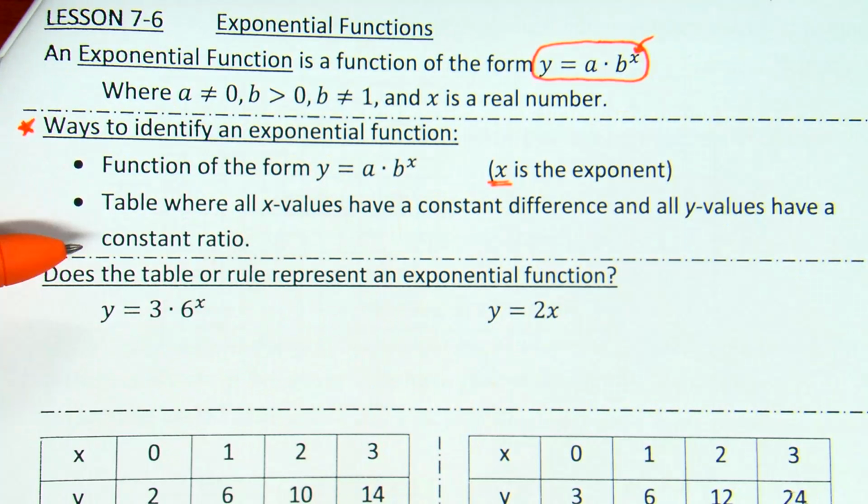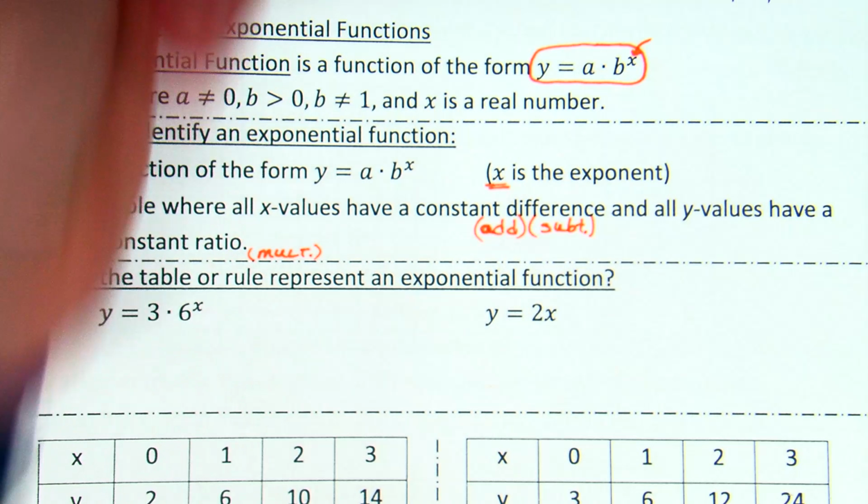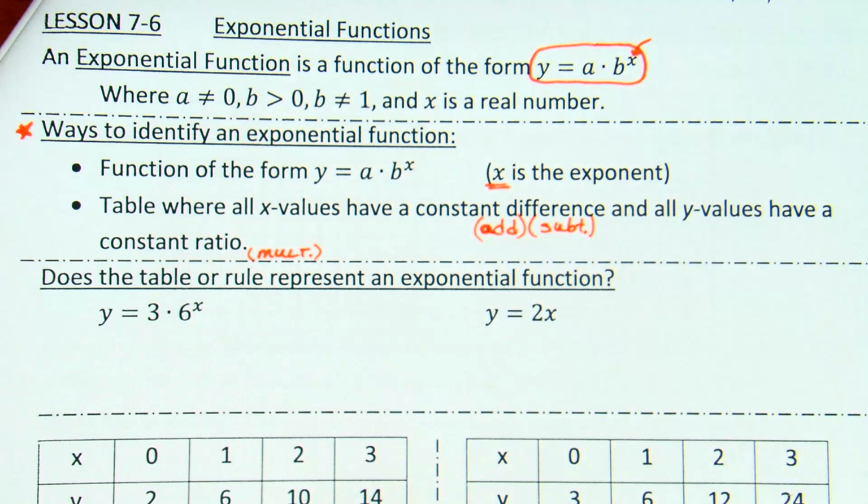And the y values have a constant ratio, which means they have a constant amount being multiplied. I guess when we say add, maybe I didn't think about it, but you should say add or subtract. So constant difference means the same number being added or subtracted on the x's, and the y's have a constant ratio.